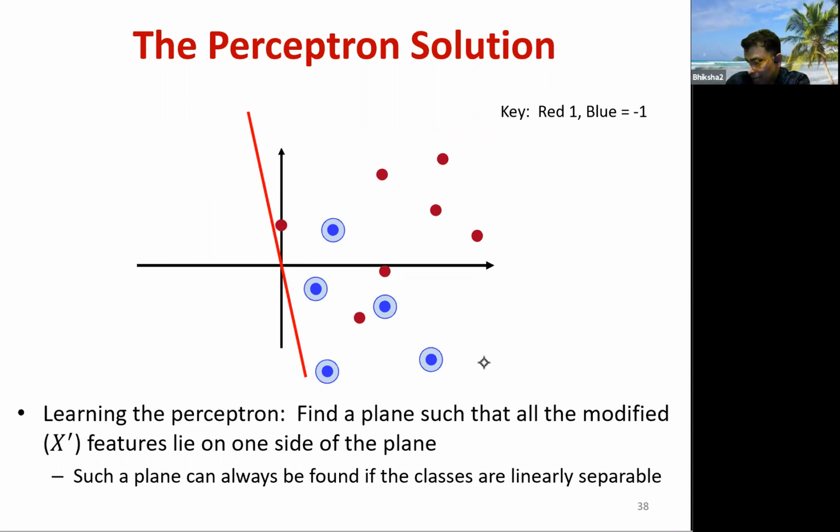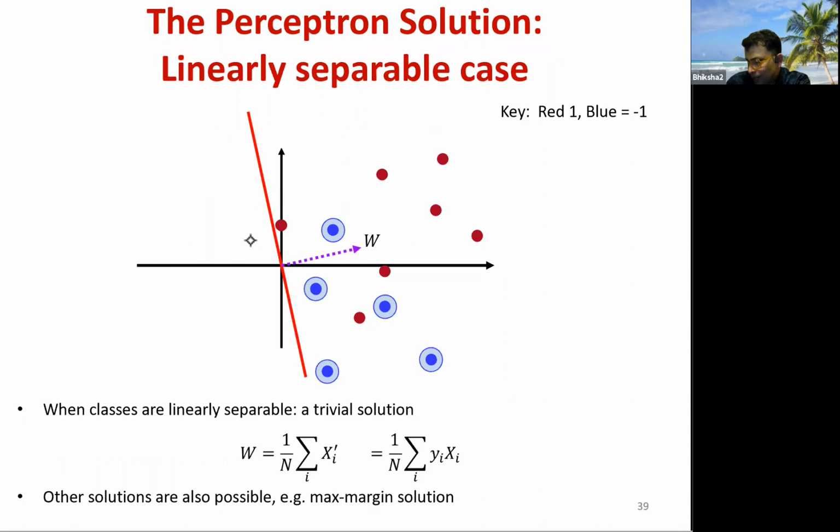In fact, there's a very easy way of finding such a hyperplane. You just find the average of all of these x prime vectors. The x prime vectors are basically the ones where the negative class instances have been reflected across the origin. So the weight vector is going to be the average of all of these, which is simply going to be the average of the product of the label and the data over the entire training set. Now, this is just one of the planes through origin that keeps everything on one side. You can find other planes, and you might apply other criteria like margin maximization to find the other hyperplanes and so on. The point is that this plane is easily found if the data are linearly separable.